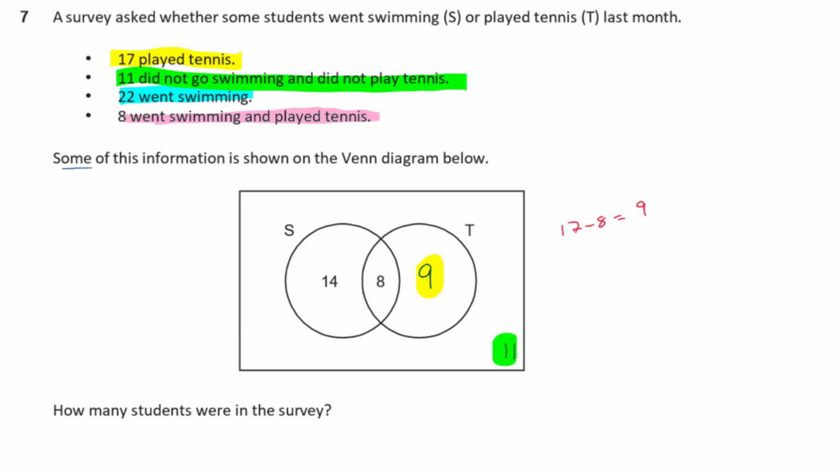So how many students were in the survey then? The students in the survey is everybody in the diagram, isn't it? Total students. And we're going to get that by adding all the various parts of the Venn diagram together. So there are 4 regions or zones. I'm going to just add all the numbers of students in each zone together. So I've got 4 plus 18 plus 9 plus 11. What does that come to then? 9 and 11 is 20, plus 14 is 34, plus 8 is 42. So there are 42 students altogether.